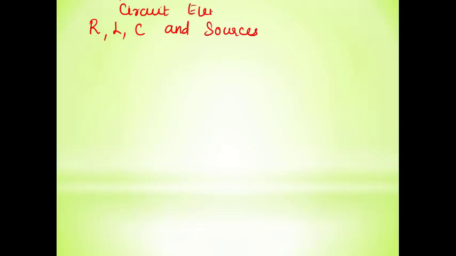What is meant by a circuit element and sources? Circuit elements: R, L, C is said to be your circuit elements. So R, L, C, and sources are said to be circuit elements. Before going into detail about circuit elements, let me tell you what is meant by a circuit and a network.